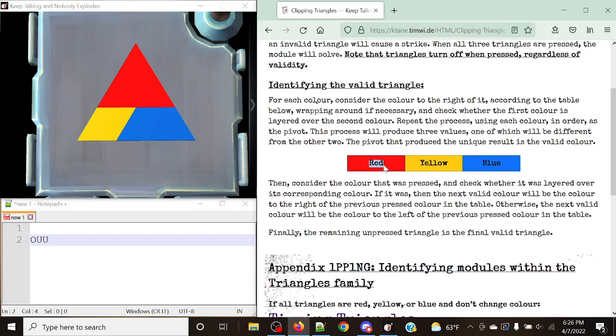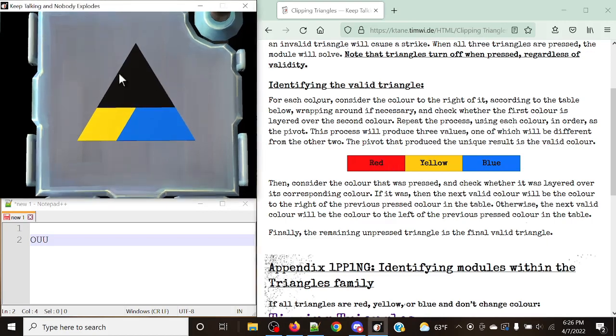This was the only one that was over its color to the right of it, so this is going to be the first color that we press. And just like that, it disappears. No strike is given. If you happen to press an invalid triangle, it will immediately cause a strike. Keep that in mind. And this works for all of the modules here.